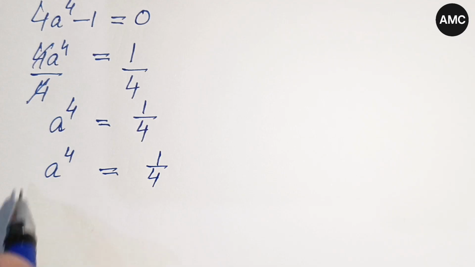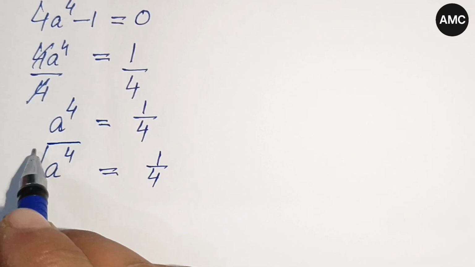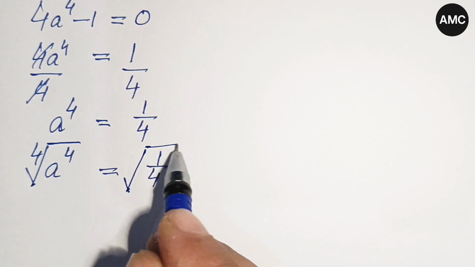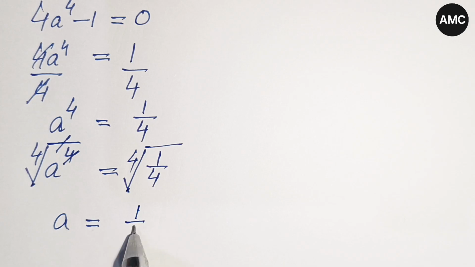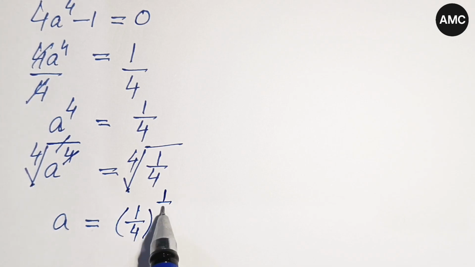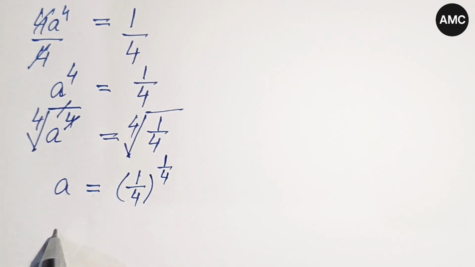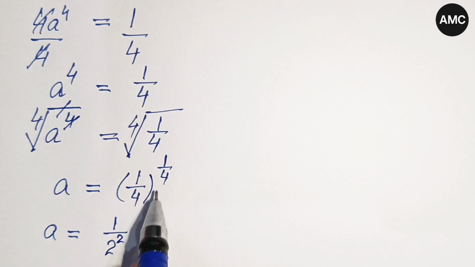Now taking fourth root here, so fourth root on our left hand side and fourth root on our right hand side. Here this fourth root is cancelled out with 4, so we have a is equal to 1 over 4 whole to the power 1 over 4. Now a is equal to 1 over, this 4 can be written as 2 squared, and 1 to the power 1 over 4 is 1, and 2 squared to the power 1 over 4.